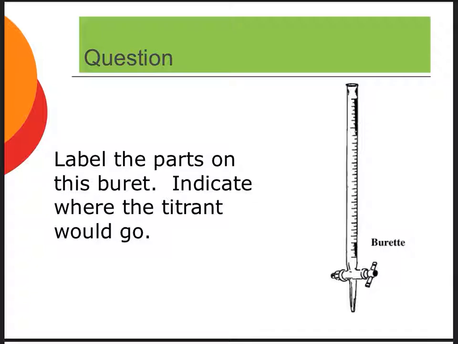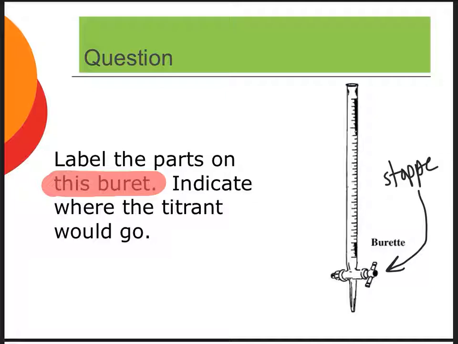So let's label the parts of a burette. A burette is an instrument that is used for a titration. We have this kind of long pipe. It can be glass or a plastic instrument, and there's a couple of labels that we want to throw on this instrument. So let's label. This would be called the stopper. Okay, this is a stopper.